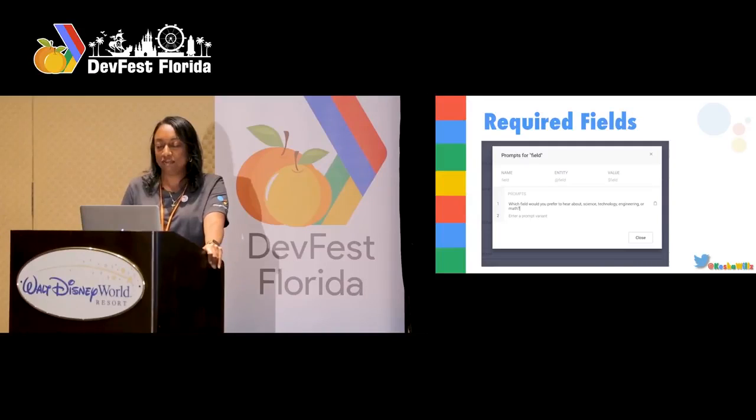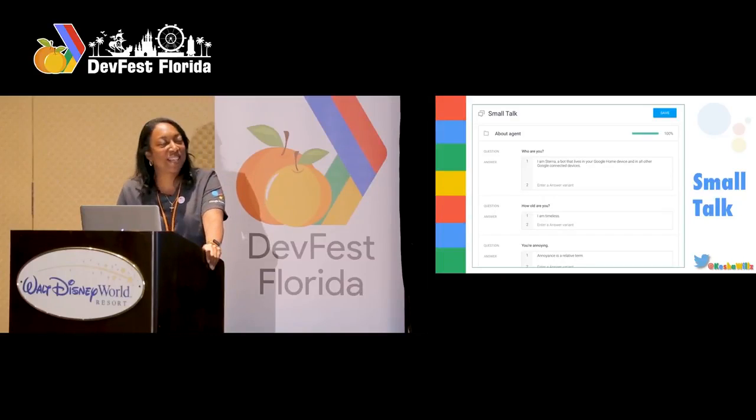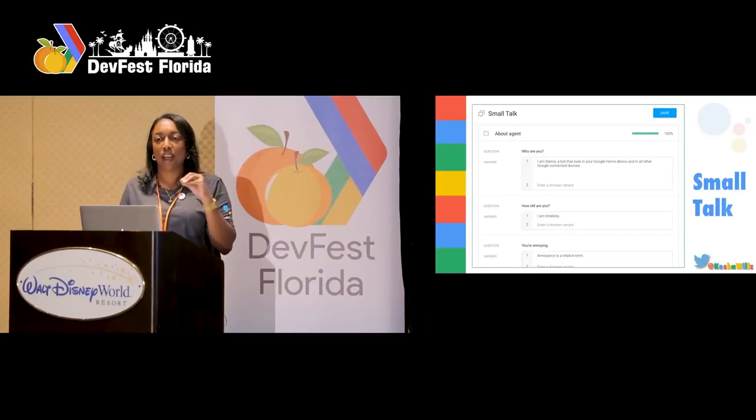Very simple. Really cool. Who's heard about small talk? I really love this feature, and this is one advantage that Google has over Amazon. Whenever I'm bored and I'm playing around with my Google Home device, I will just ask random questions, like, how old are you? Where are you from? What's your name? Dialogflow has a list of questions that you can put a canned response in. And that makes it really easy.